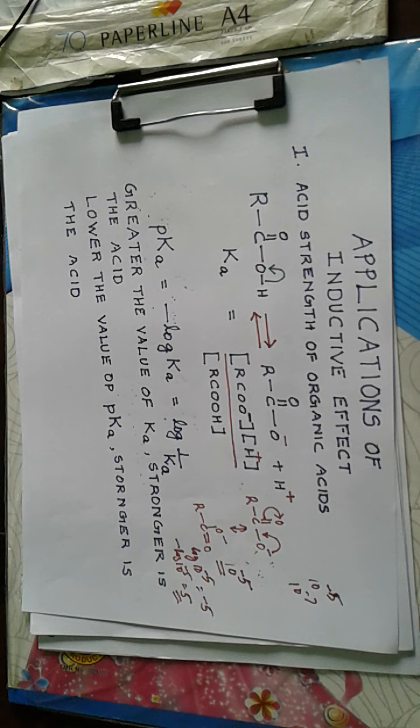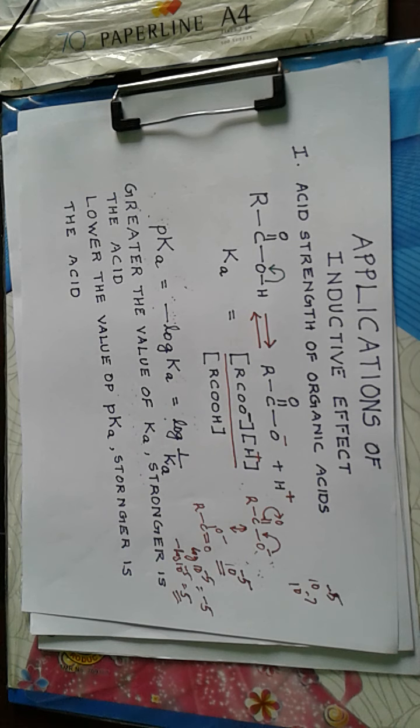We can take either Ka or pKa to compare the strength of various carboxylic acids. Greater the value of Ka, greater is the ionization constant, higher is the strength of the acid. And pKa here equals log 1 by Ka. So as Ka increases, 1 by Ka decreases, or pKa decreases. So as acid strength increases, pKa decreases. So we can say lower the value of pKa, stronger is the acid.